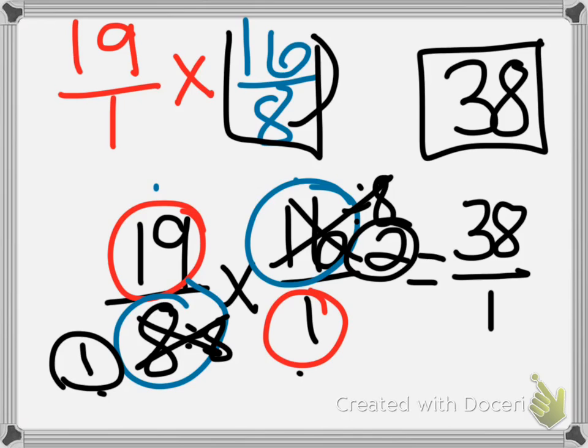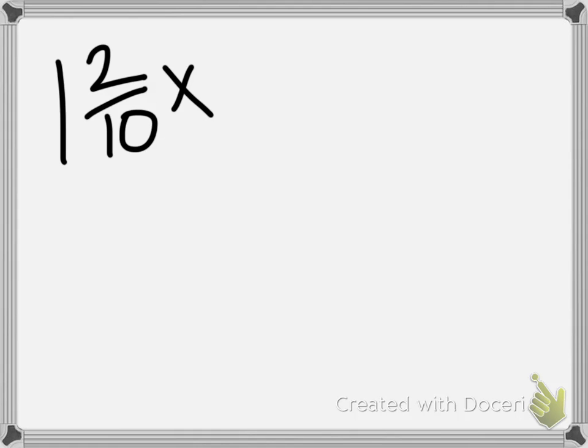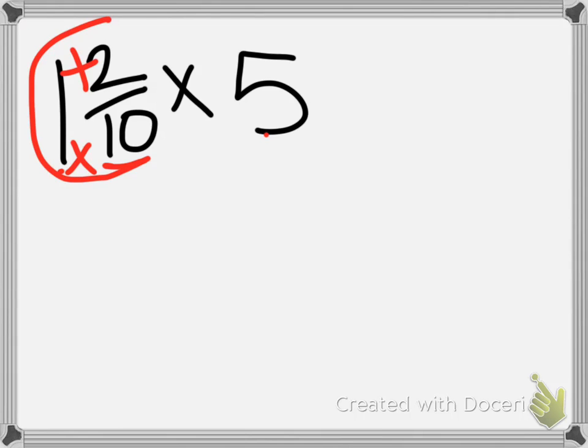Okay, now let's look at number 6, which is 1 2/10 times 5. Again, here we have a whole number and a mixed number, which is a whole number and a fraction. You cannot just multiply the fraction and then multiply the whole numbers. You will not get an accurate answer. We have to convert: multiply the bottom, and add it to the top. So 1 times 10 is 10, plus 2 is 12.